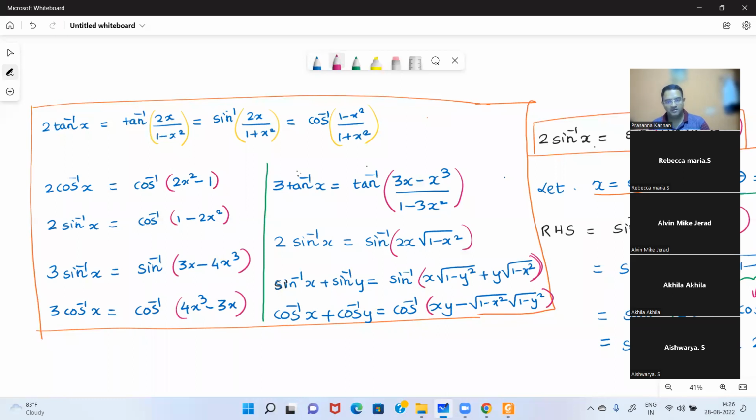Now, all these you can keep in mind. This will really help you in inverse trig completely. So the last two, let's look at them. Tell me once you have noted it down. Done, sir.